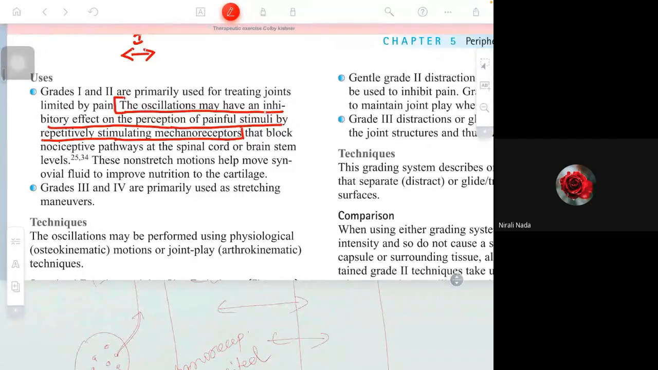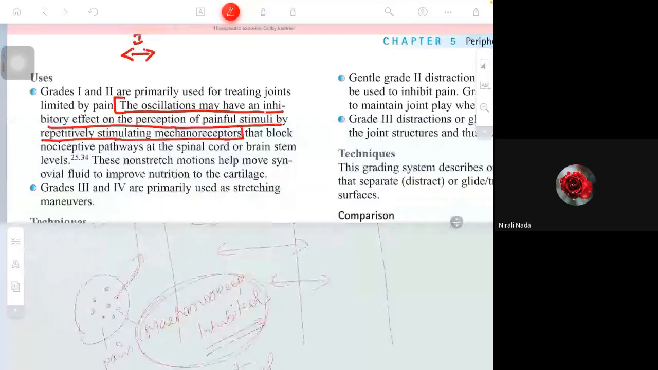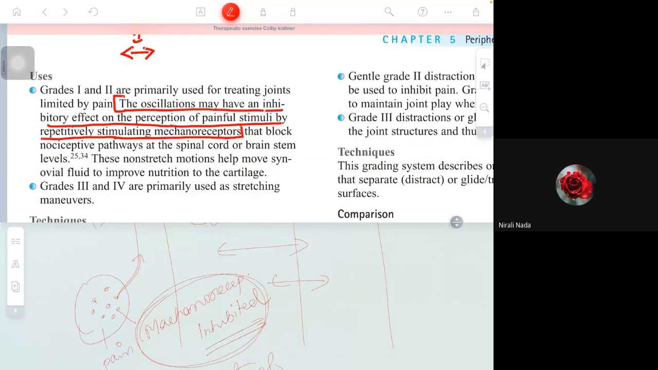The mechanoreceptors are inhibited. Clear? Inhibitory effect on the perception of pain by repetitively stimulating mechanoreceptors. When you do grade 1, grade 2 mobilization, this mechanoreceptor is repeatedly stimulated. Clear? When it is stimulated, then what will happen? It is inhibited. That is, painful perception is inhibited.